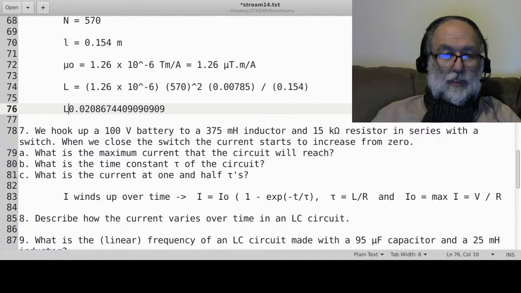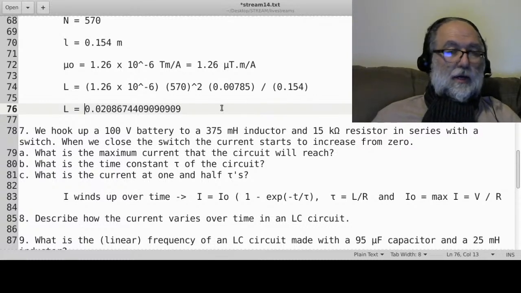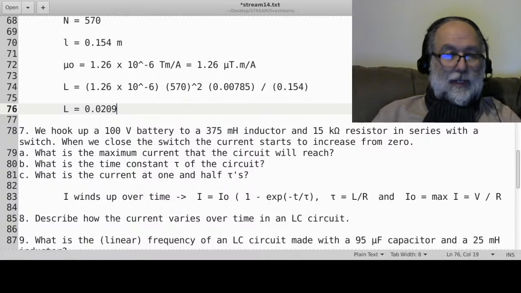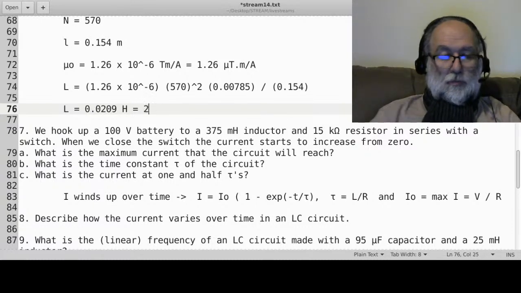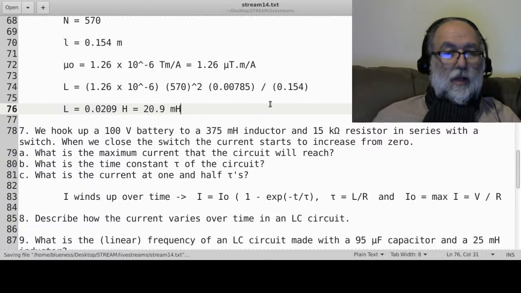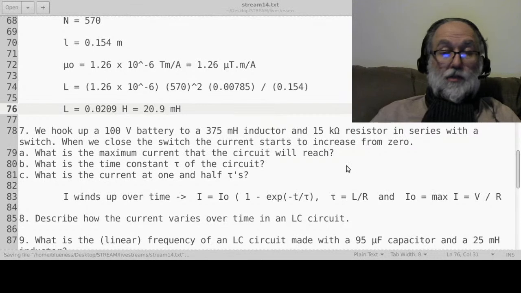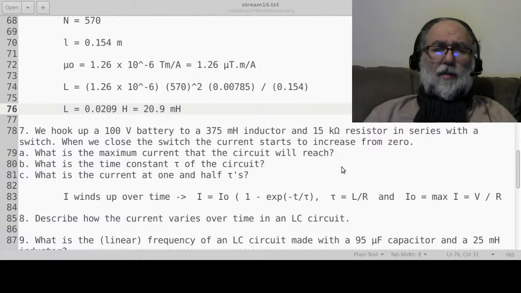All right, so L is going to equal this number here. That's what's coming out of my calculator, but we only want 3 significant figures, so there they are. Notice that's a 6, so that would be 9 there, henries. And move the decimal over 3 to get it into millihenries. So 1, 2, 3. So this would be 20.9 millihenries. So there you go. That solenoid that we had in the lab is 20.9 millihenries inductance, which is fairly big, but not that big.